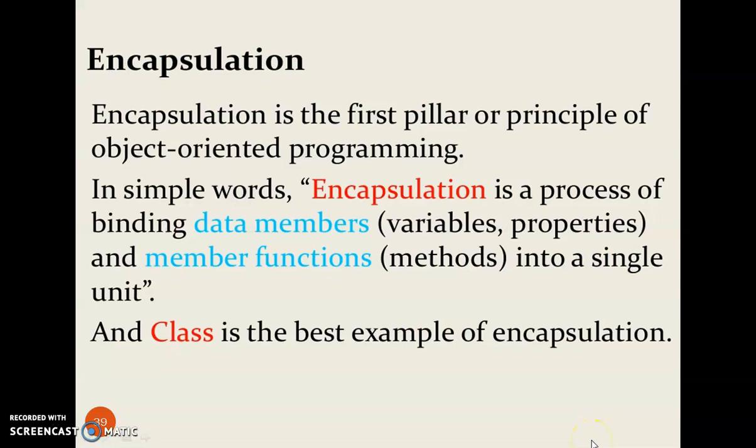Encapsulation is the first pillar or principle of object-oriented programming. In simple words, we can say encapsulation is the process of binding the data members and the member functions into a single unit called class. Data members means the variables, what are the variables you are using inside the program, and what are the properties you are going to set for the program. And member function means methods. There is a task you are going to do with the help of the data, that operates on the data.